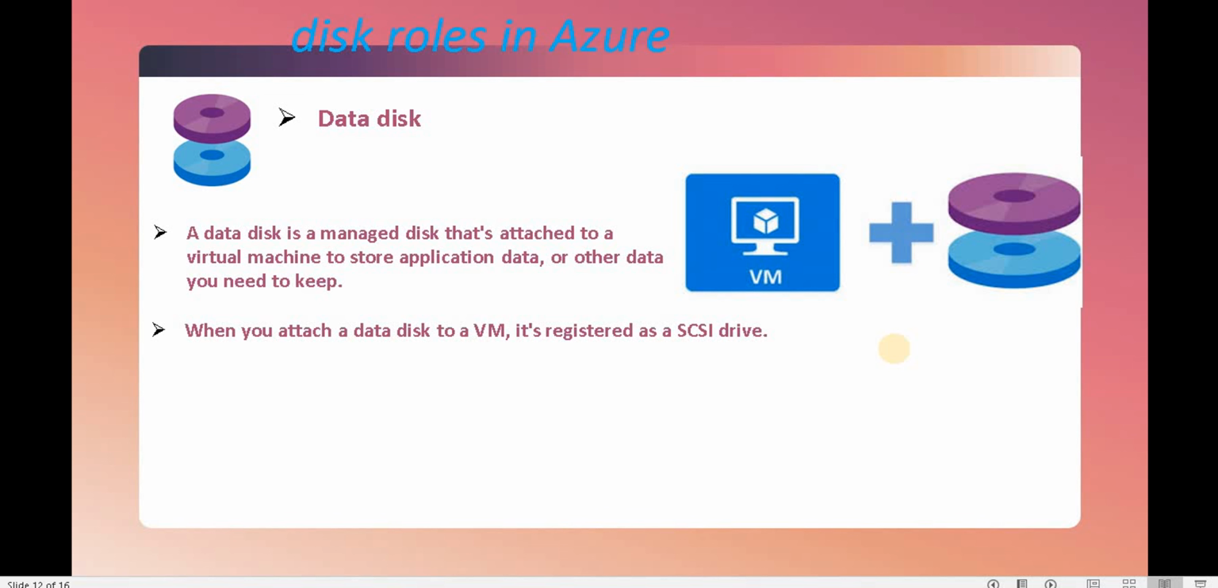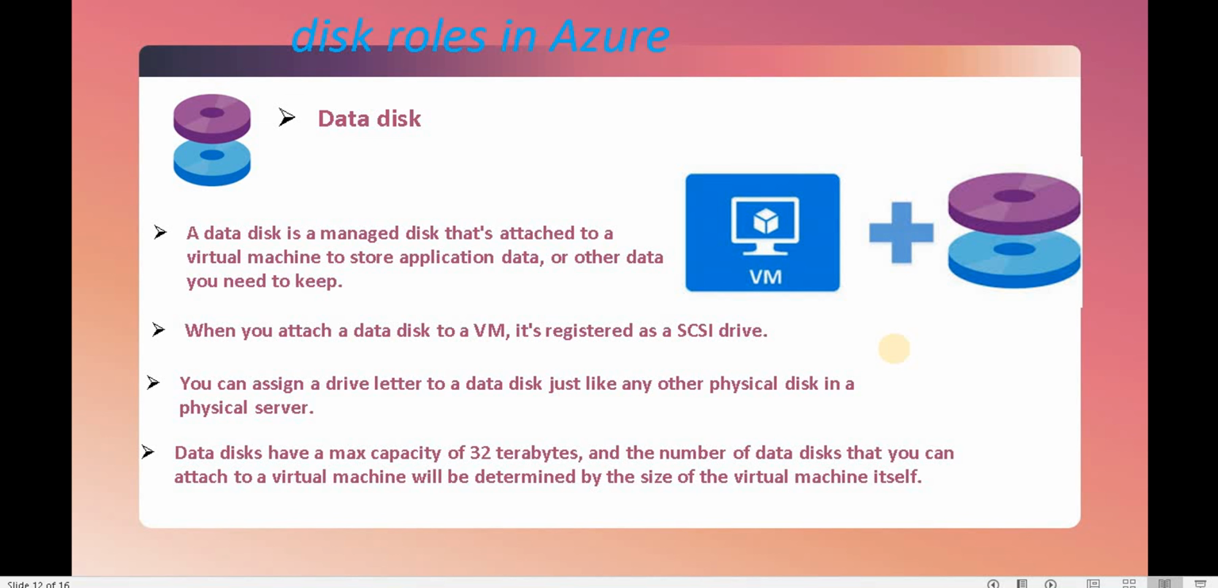When you attach a data disk to a VM, it is registered as a SCSI drive. You can assign a drive letter to a data disk just like any other physical disk in a physical server. Data disks have a max capacity of 32 terabytes, and the number of data disks that you can attach to a virtual machine is determined by the size of the virtual machine itself.